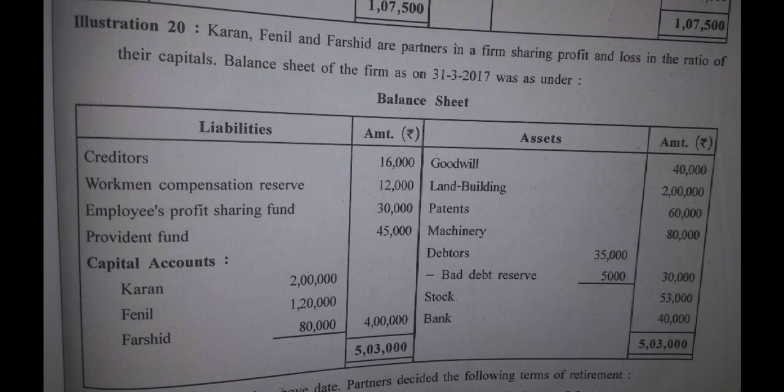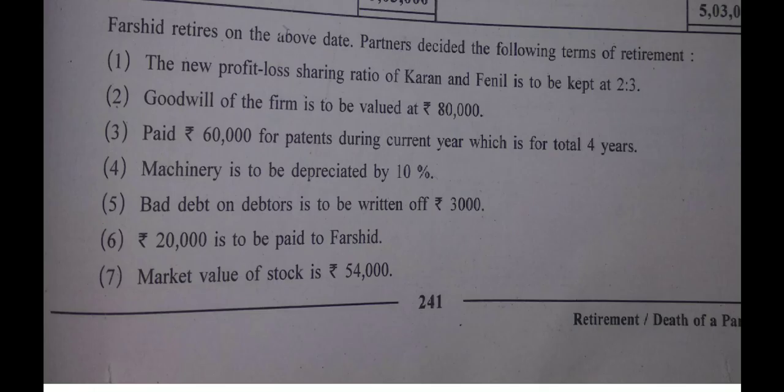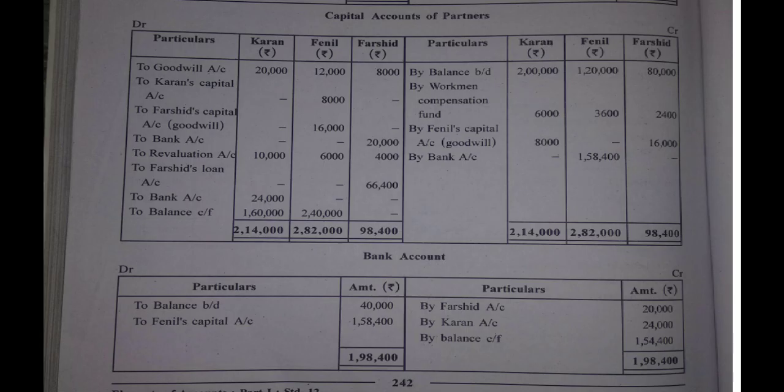Okay then. So we have obtained the old ratio. We are provided with the new ratio in the very first adjustment, if you can see on the screen. And you must also have your textbook, you can even see it there. The new ratio of Karan and Fenil is to be kept at 2:3. So things are easy now. You know very well how to obtain the gaining ratio. It is simply new share minus old share.